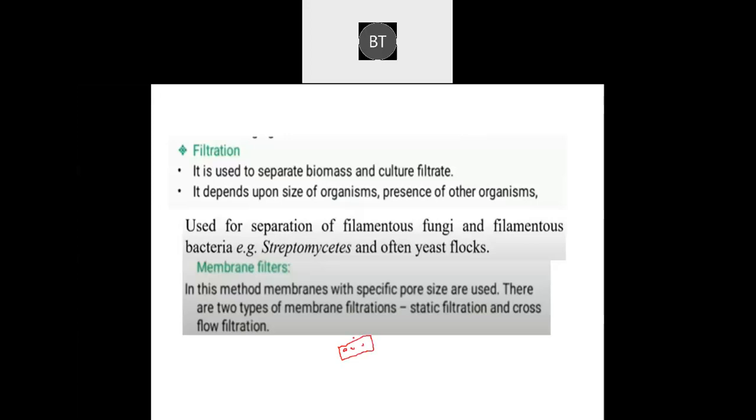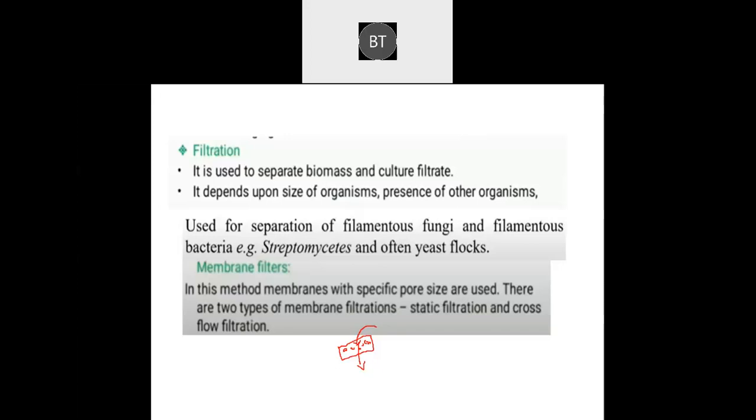When you have these filters with the pores and you are adding your material into it, you want to collect all your unwanted products so that your purified product, the filtrate, comes out. But when you're adding the product, the pores can get clogged, that is, blocked. That is one of the major limitations of filtration. Otherwise, it is one of the good techniques.